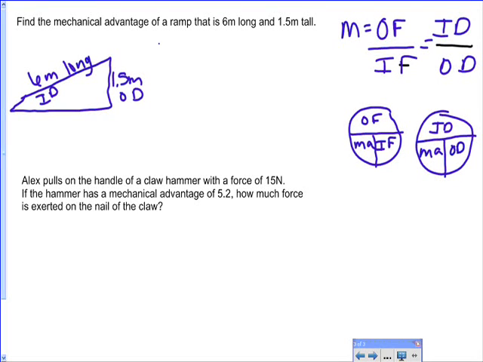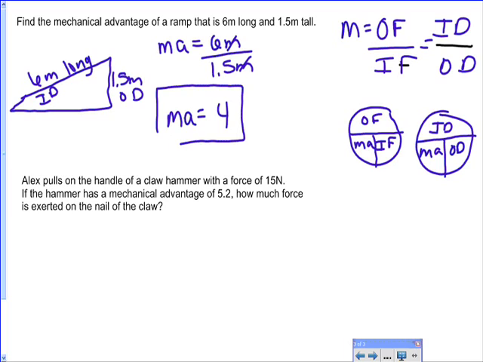Okay? So, to find the mechanical advantage of this ramp, we say input distance, which is 6 meters, divided by output distance, which is 1.5 meters. And as you can see, the meters cancel out. That's why we have no units for mechanical advantage. Now, when you put this in your calculator, you're going to see that 6 divided by 1.5 equals a 4 mechanical advantage. And it's going to be a better ramp than a ramp that had a mechanical advantage of 3, 2, or 1.